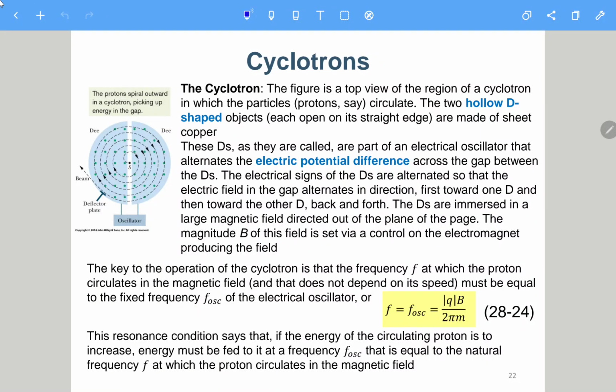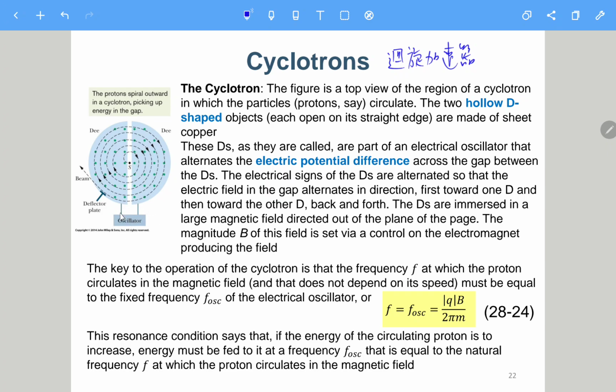Okay, so here we talk about the synchrotron. In Chinese, this is called 回旋加速器. So this is the diagram of a synchrotron.